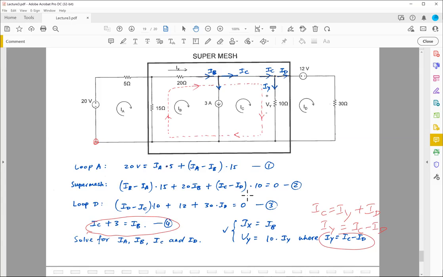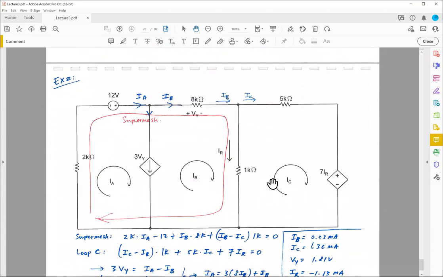All right, so let's move on to our last example.